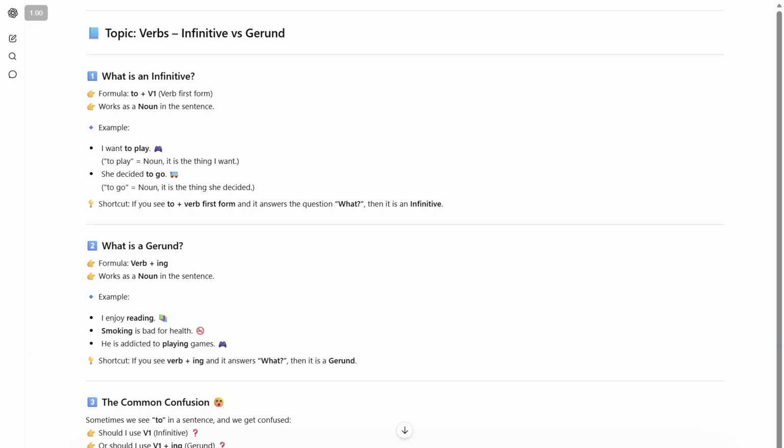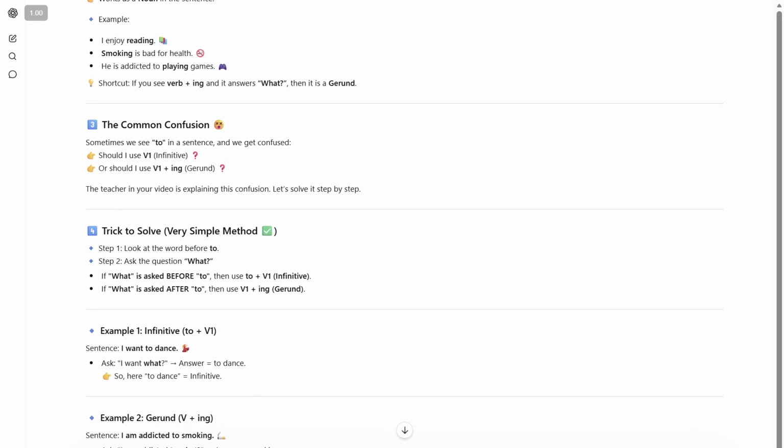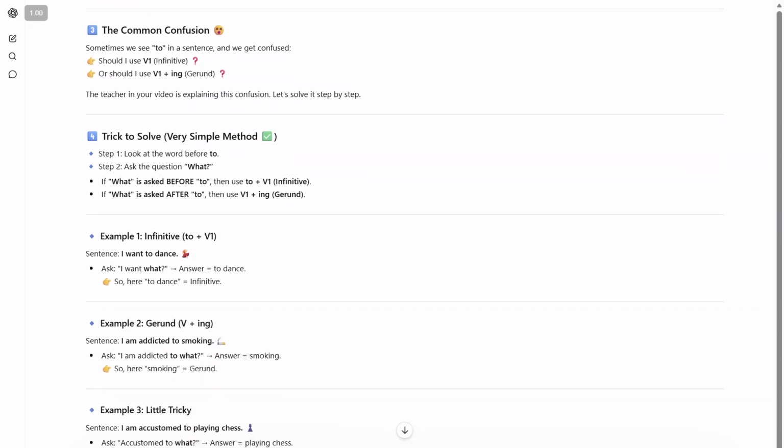What is a gerund? Formula: verb plus ing works as a noun in the sentence. Example: I enjoy reading. Smoking is bad for health. He is addicted to playing games. Shortcut: if you see verb plus ing and it answers what, then it is a gerund. The common confusion: sometimes we see to in a sentence and we get confused.